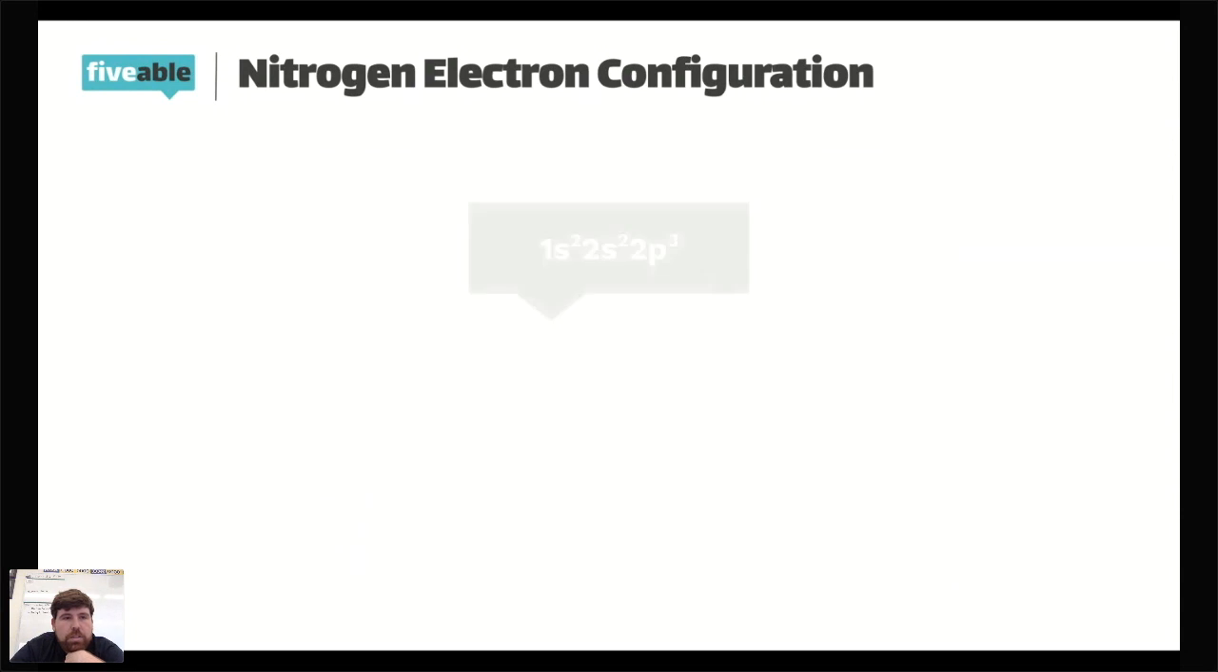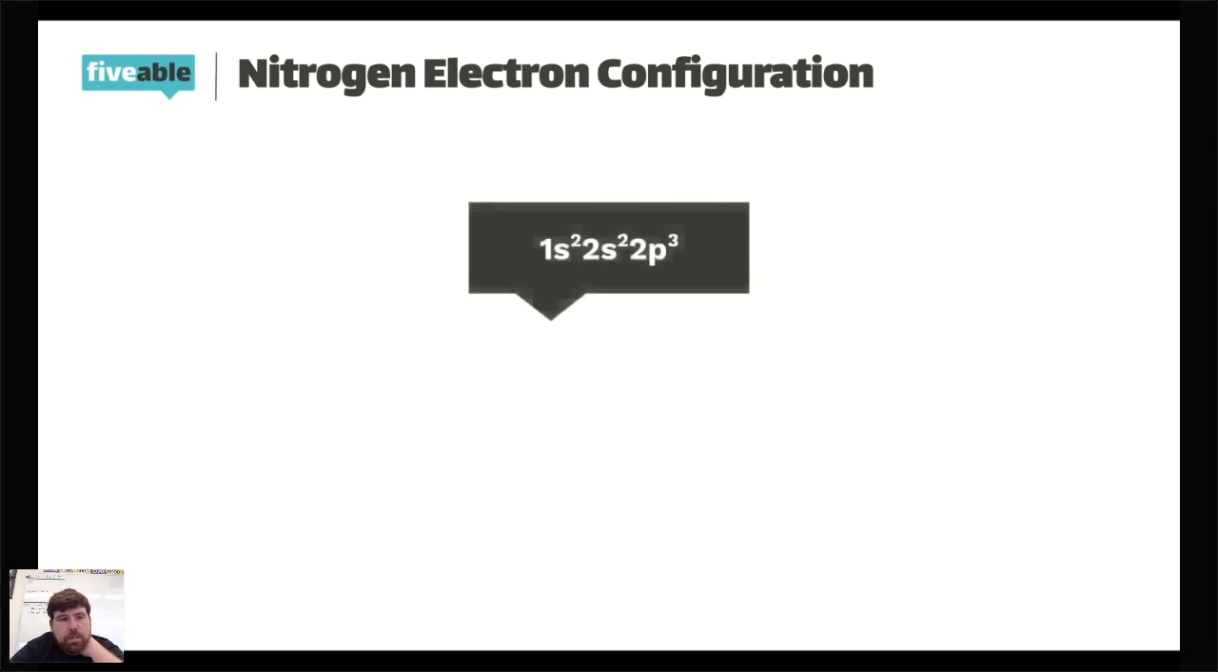1s2, 2s2, and 2p3. So as far as this goes, nitrogen has 2 electrons in the lowest energy orbital, the 1s orbital. It has 2 more electrons in the next highest one, which is the 2s orbital. And then it has 3 more electrons in 2p orbitals in the second energy level.